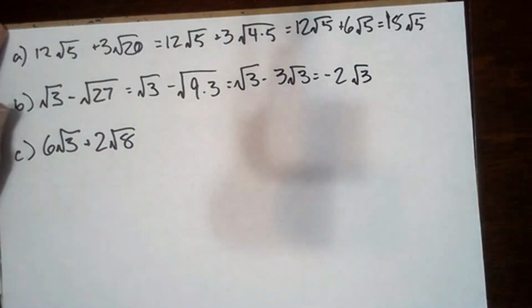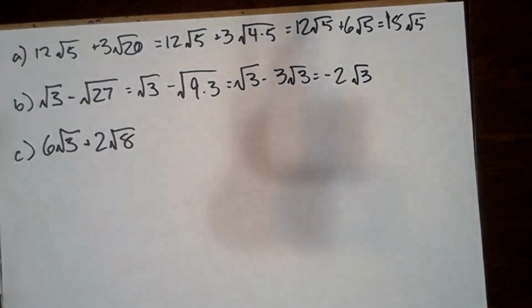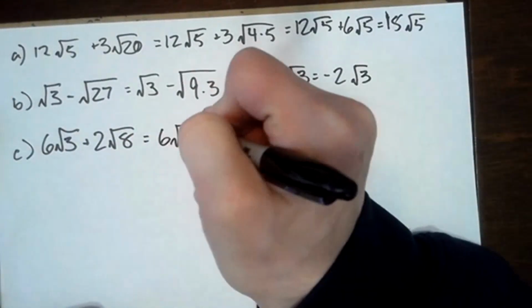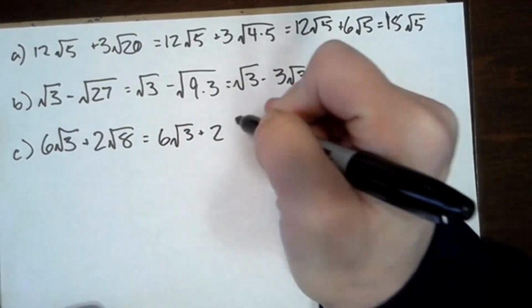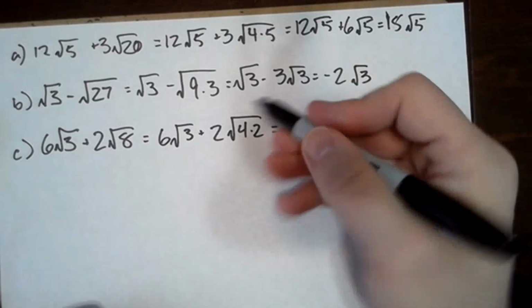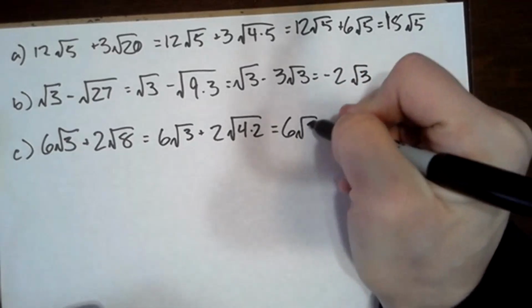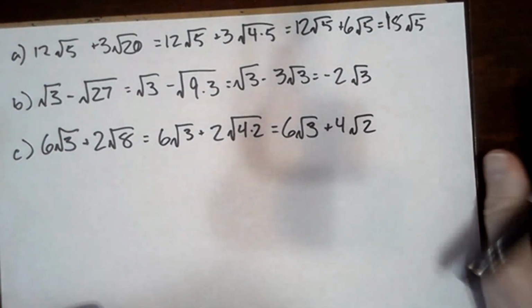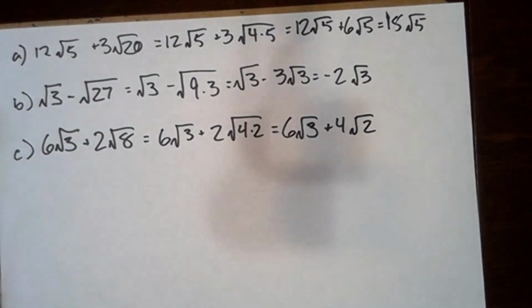And finally, we've got 6 root 3 plus 2 times the square root of 8. The square root of 8 we can simplify a little bit. This is 6 times the square root of 3 plus 2 times the square root of 4 times 2. Okay, well, that's 6 times the square root of 3 plus 4 times the square root of 2. But we can't combine these into a single term. Moving on.